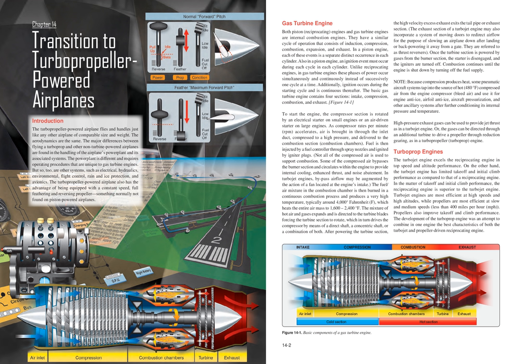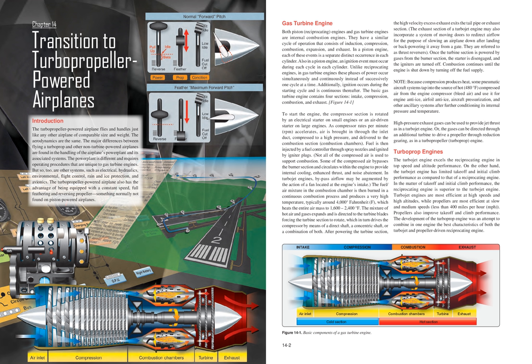As compressor revolutions per minute, RPM, accelerates, air is brought in through the inlet duct, compressed to a high pressure, and delivered to the combustion section, combustion chambers. Fuel is then injected by a fuel controller through spray nozzles and ignited by igniter plugs. Not all of the compressed air is used to support combustion. Some of the compressed air bypasses the burner section and circulates within the engine to provide internal cooling, enhanced thrust, and noise abatement.